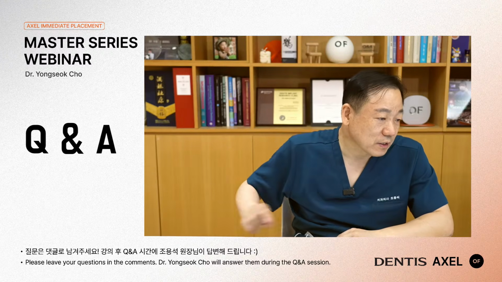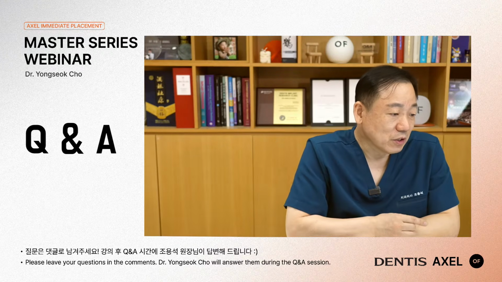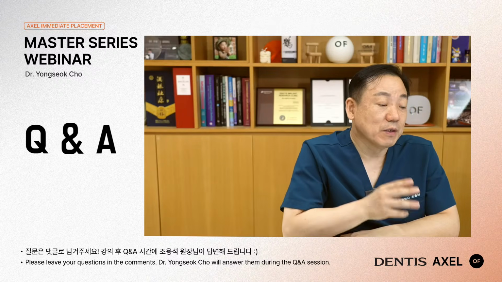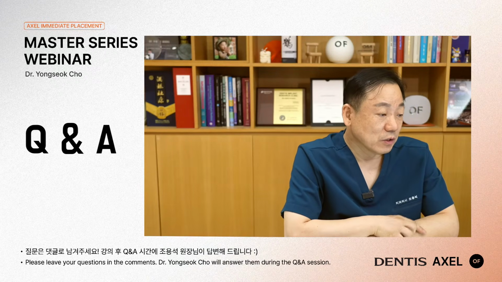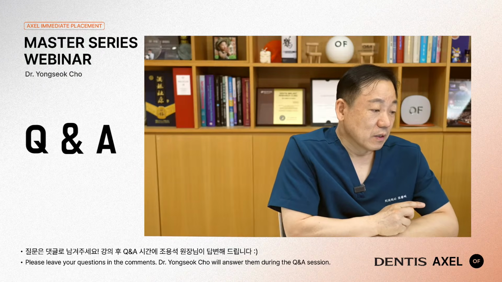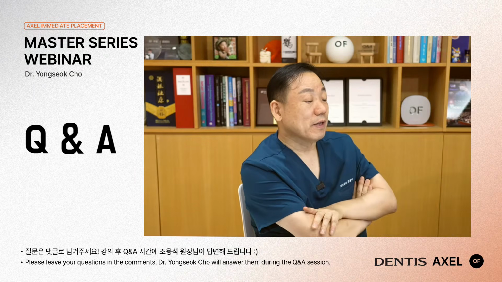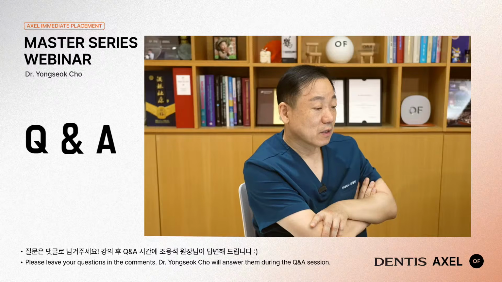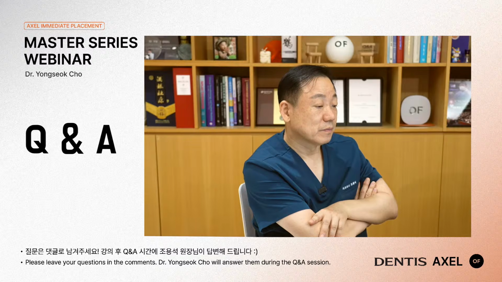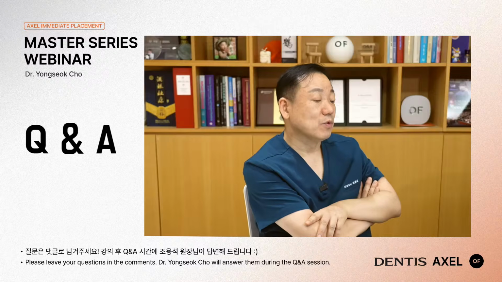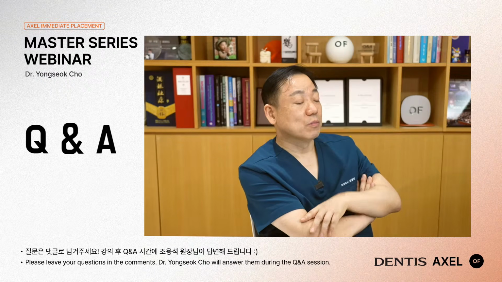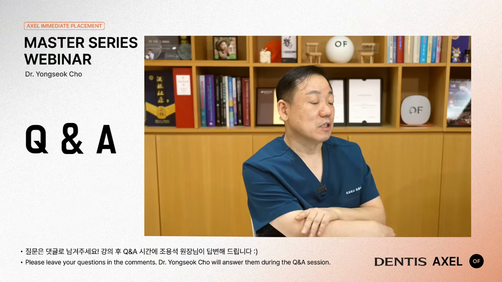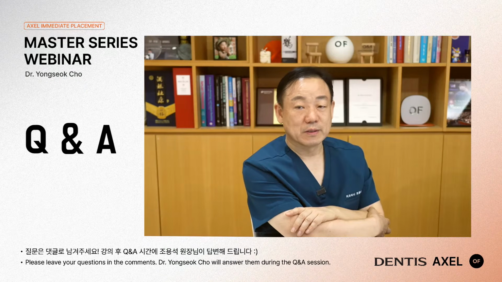The question was: compared to delayed implant, during the immediate implant surgery, do I expect more vertical gingival recession in the maxillary anterior? So if you expect more gingival recession, is it better to place the implant deeper?